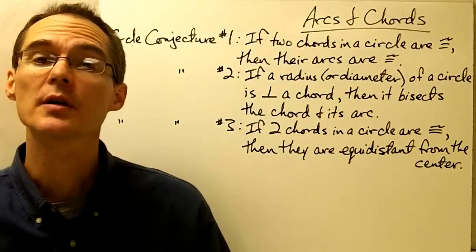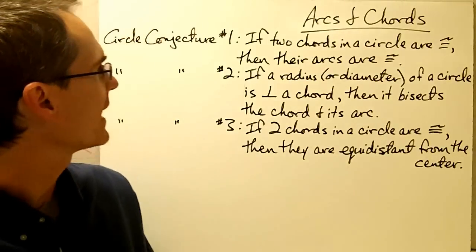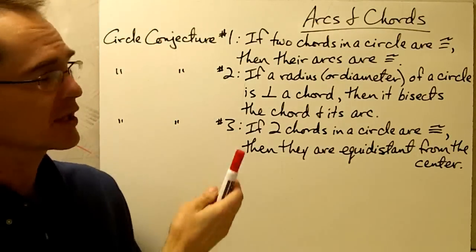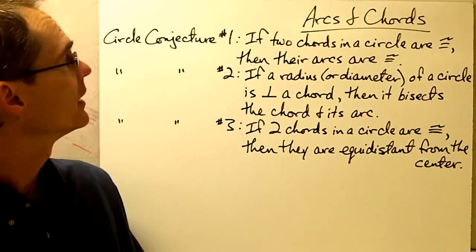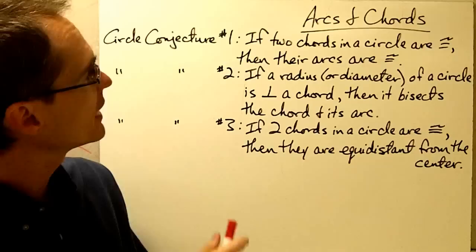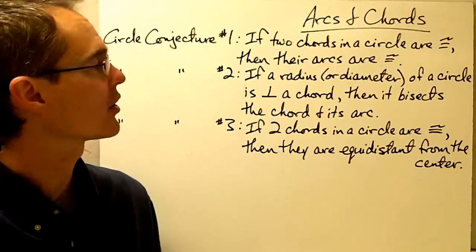Okay, in this video we're going to talk about arcs and chords of circles. We're going to start out by going over the first three of our circle conjectures, which we've already looked at a little bit. Circle conjecture number one: if two chords in a circle are congruent, then their arcs are congruent.